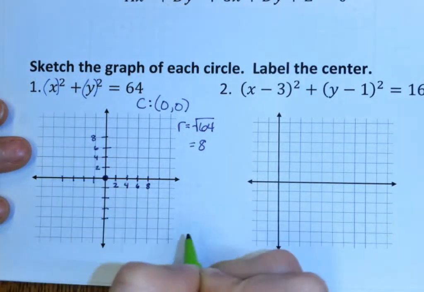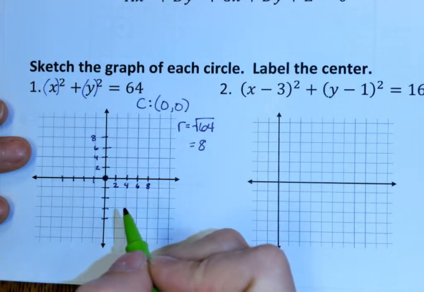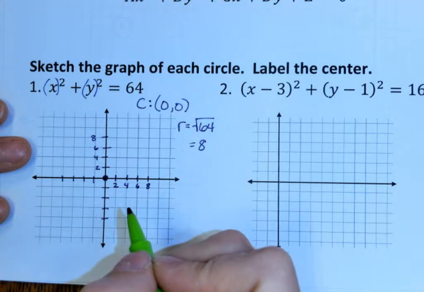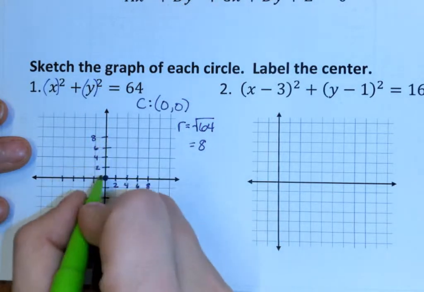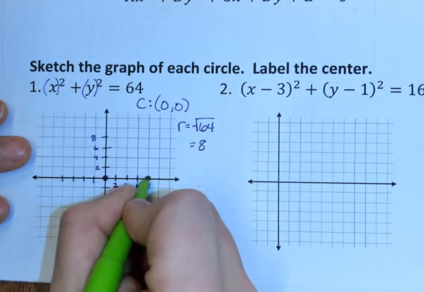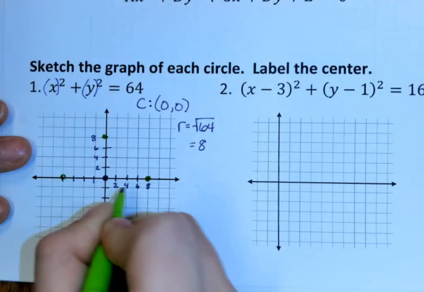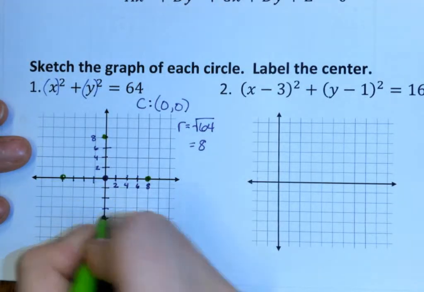How do I make this look like a circle? My radius is 8. I have my center. Don't overthink this. How do I know where to go? Okay, because from the center I go out 8. Right 8, up 8. 1, 2, 3, 4. Left 8, down 8.